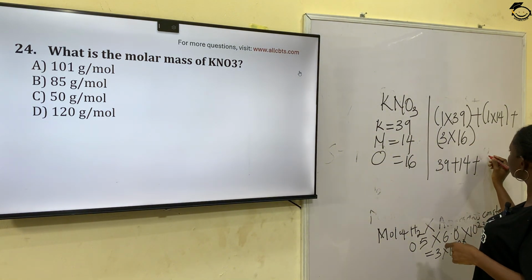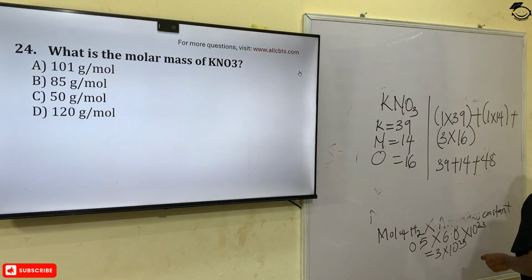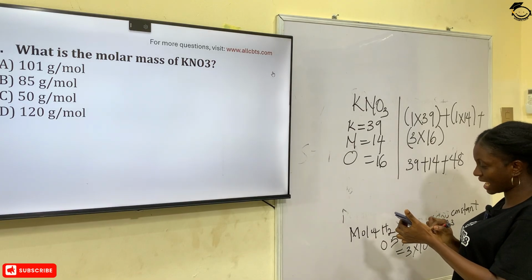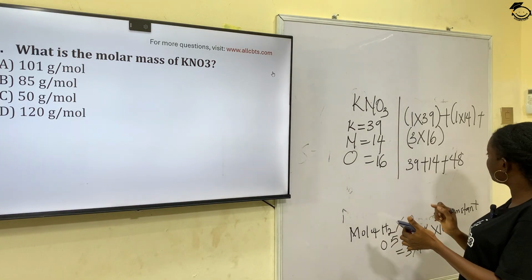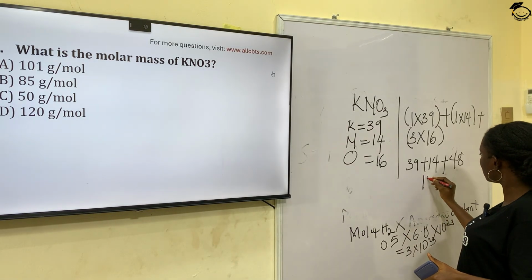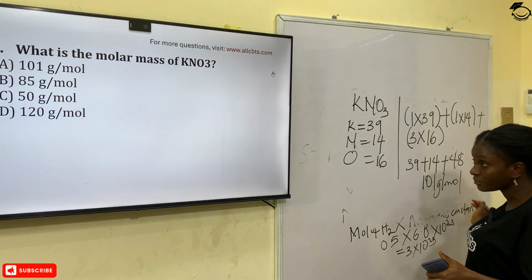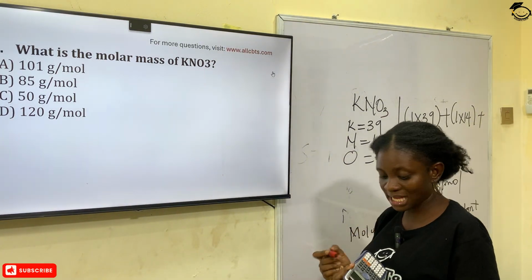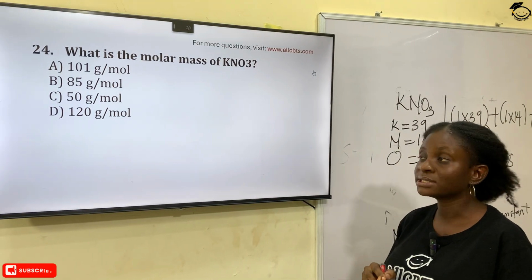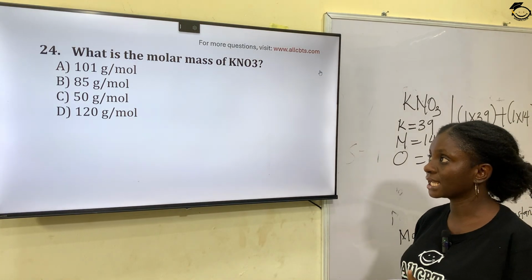That will give us 48. So if you press our calculator correctly, we have 39 plus 14 plus 48. That will give us 101 grams per mole. So the correct answer here is 101 grams per mole. That is the correct answer, option A.